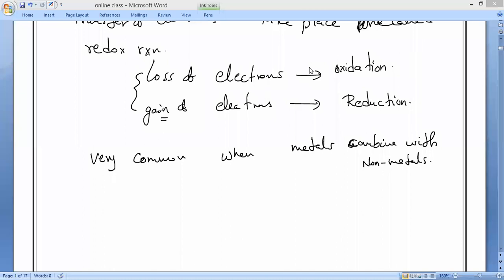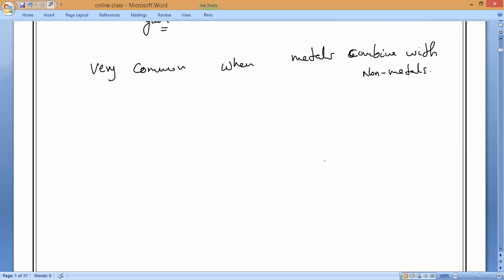Now, as we already know valency, tell me, what is the valency of metals? 1, 2, 3. So we know that metals have 1, 2 or 3 electrons in their valence shell.